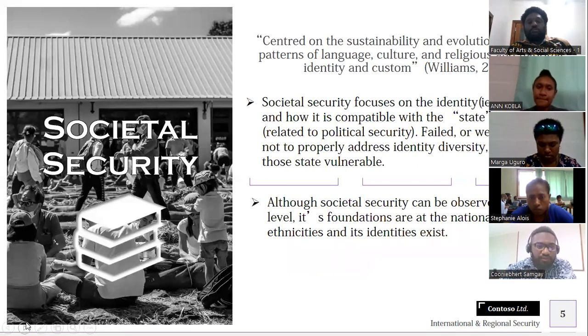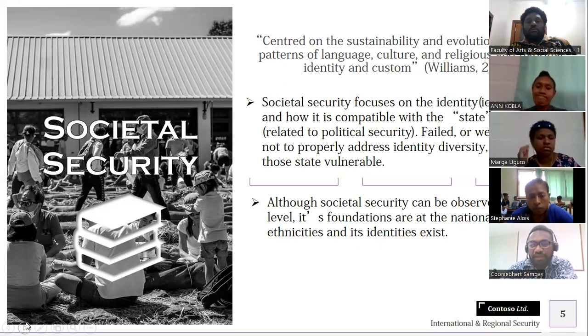So societal security is a very complex idea, but basically Williams stated that this particular sector is centered on the sustainability and evolution of traditional patterns of language, culture, and religious and national identity and customs. It's how different states perceive themselves to be identified as. So societal security focuses on the identity or identities a state has and how it is compatible with the state concept. And this is related to political security.